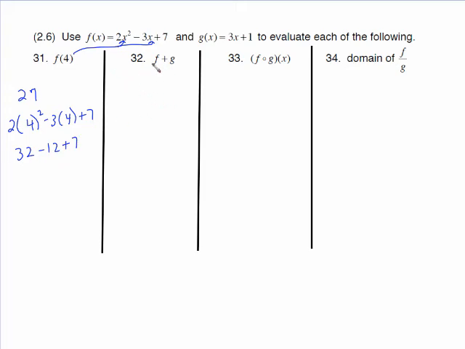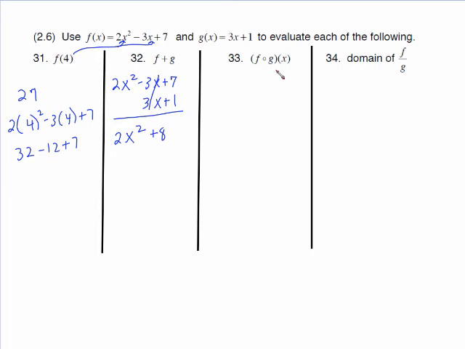Now, f plus g is just exactly what it looks like. Add these two functions together. So 2x squared minus 3x plus 7. Add to that this function, and I'm doing it in a vertical setting only because I'm not going to have room to spread it out, but this lines up perfectly. The 3x's happen to cancel, and we get plus 8.